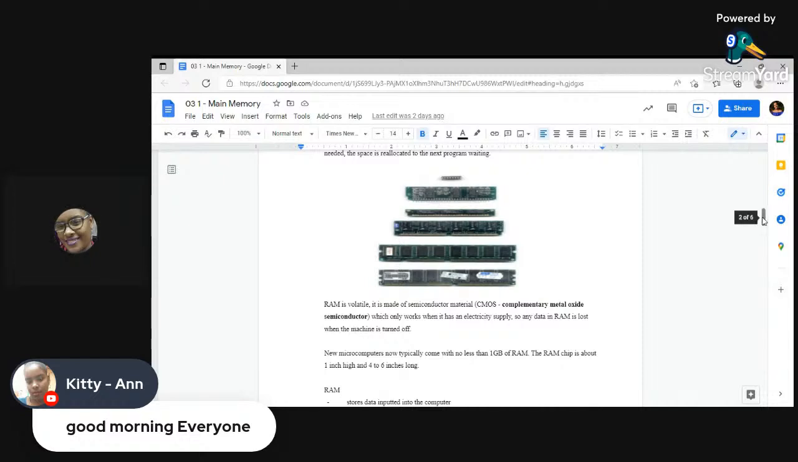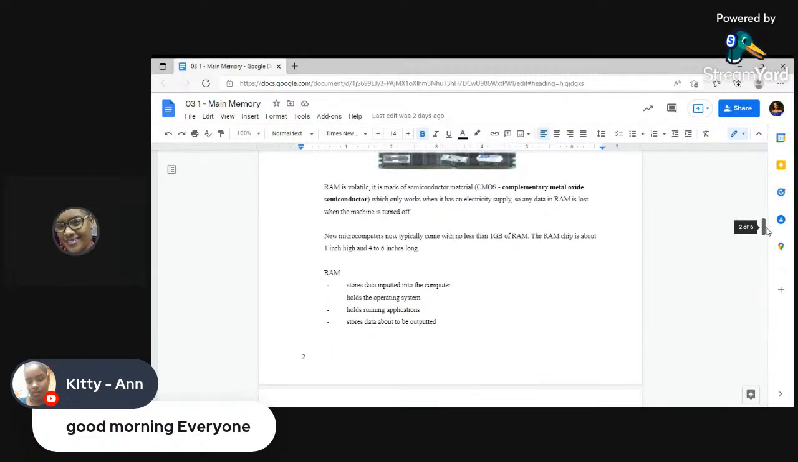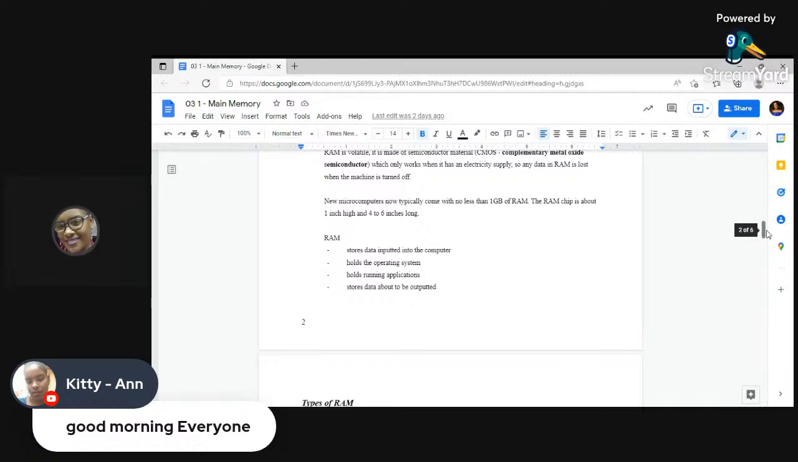All right. So what we find here is saying that new microchips are typically sold with no less than 1 GB RAM. This data is somewhat outdated as well, because we know that 1 GB of RAM is nothing right now. You need anywhere upwards from 8. 4 is not bad, but 8 would be the most ideal. So from 8 upwards.